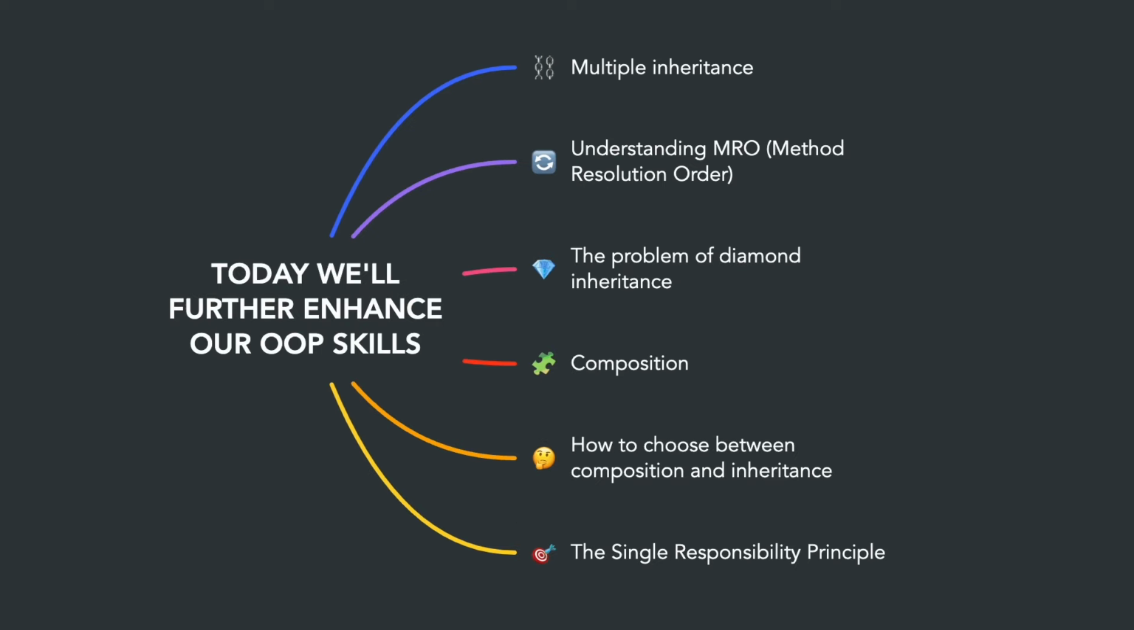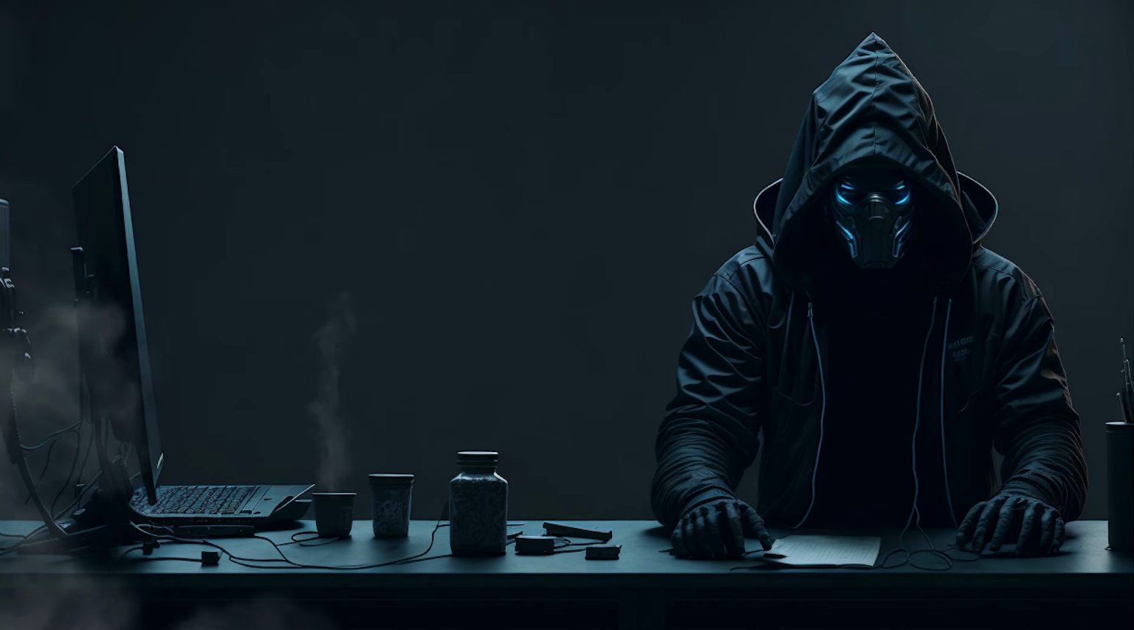Today, we'll further enhance our object-oriented programming skills. We'll cover some of the principles that will help you start thinking architecturally and develop more flexible and scalable systems. Here's what we'll cover: working with multiple inheritance, understanding the method resolution order, learning about diamond inheritance, working with the composition pattern, understand how to choose between inheritance and composition, and learn to apply the single responsibility principle. We have a lot of work today, so let's not waste any time and get started.